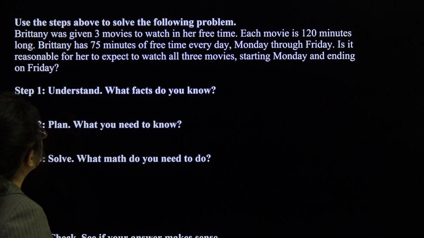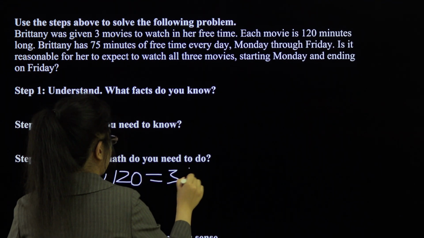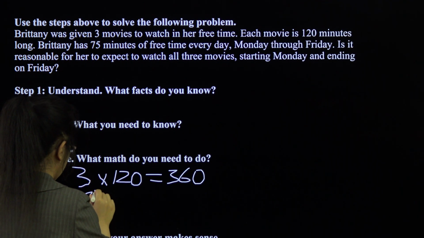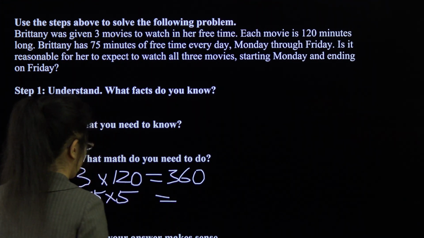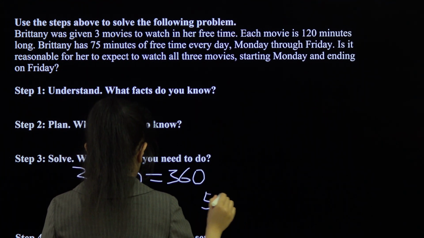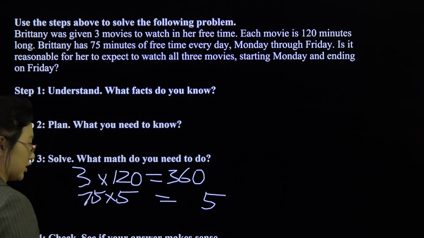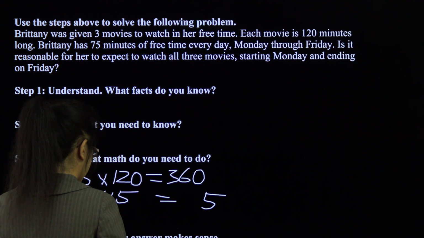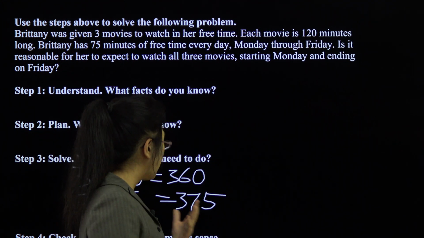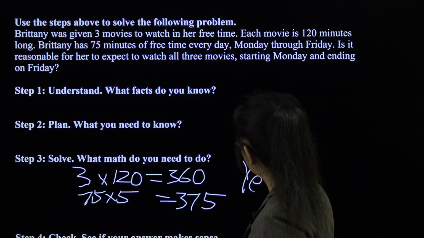So what math do we need to do? Well, 3 times 120 is the total length of all of the movies, which is 360, and then 75 times 5 is the total amount of time that she has for relaxation in these 5 days, which is, you will be learning about how to multiply this in this manner later in the chapter, but it is equal to 375. 375 is more than 360. Therefore, it is reasonable for her to expect to finish all 3 movies.